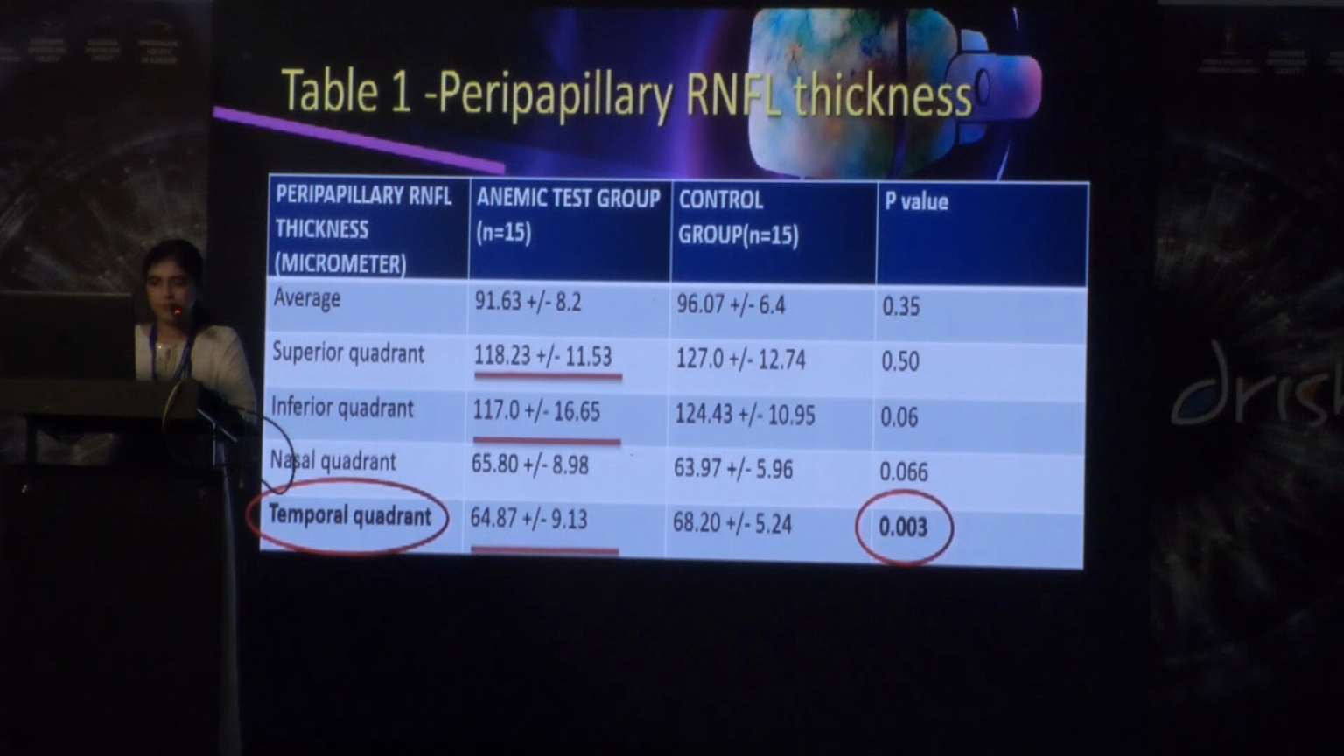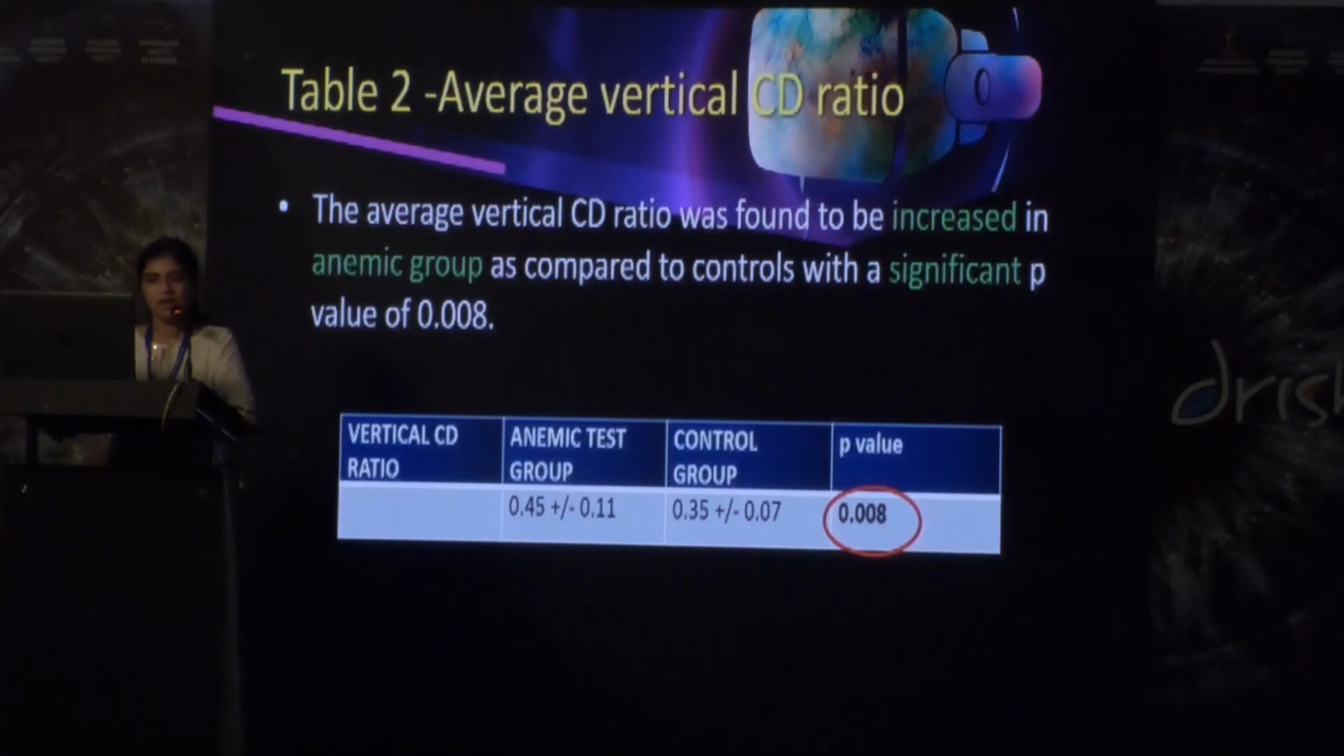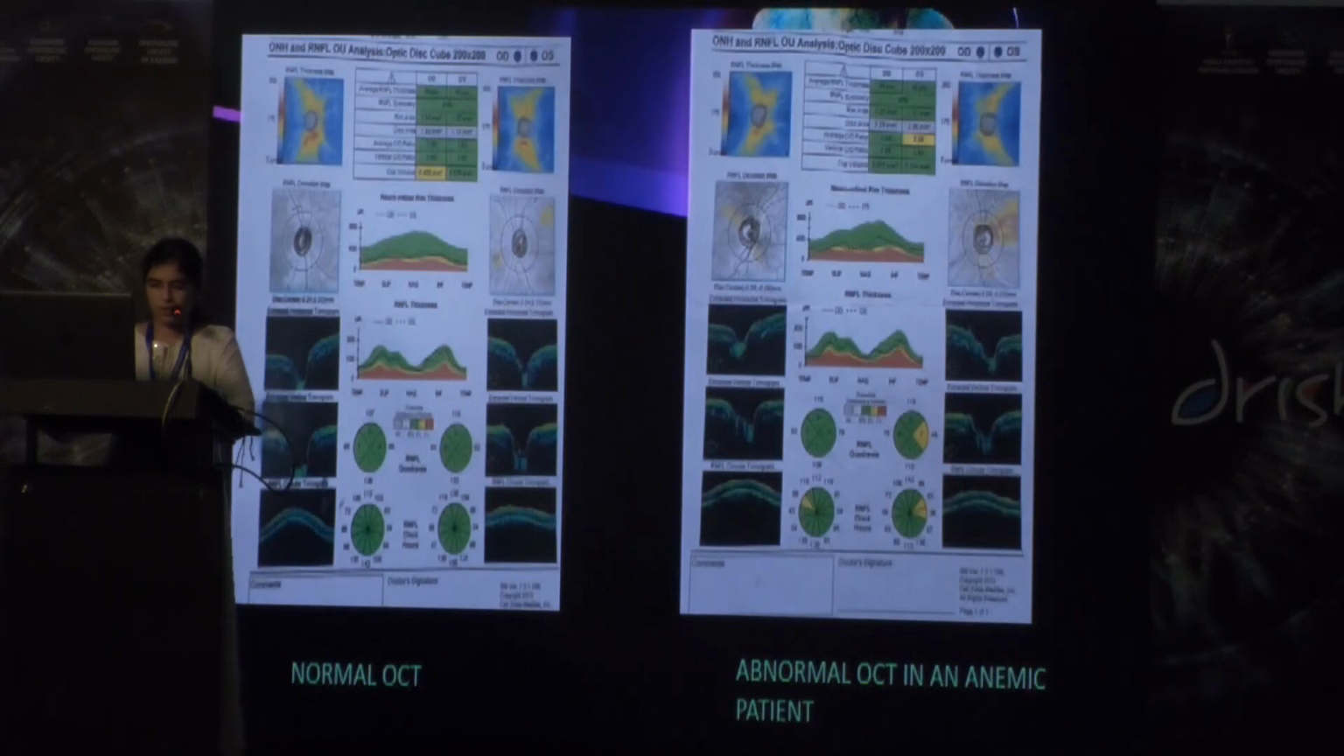As you can see in the figure, we found that the superior and inferior quadrant RNFL was thinner in the anemic group, but the p-value was not significant. But the temporal quadrant RNFL was significantly thinner in the anemic group than the control group. This was the average vertical cup disc ratio. It was found to be significantly increased in the anemic group compared to the control group. This was a normal OCT and the abnormal OCT in an anemic patient.